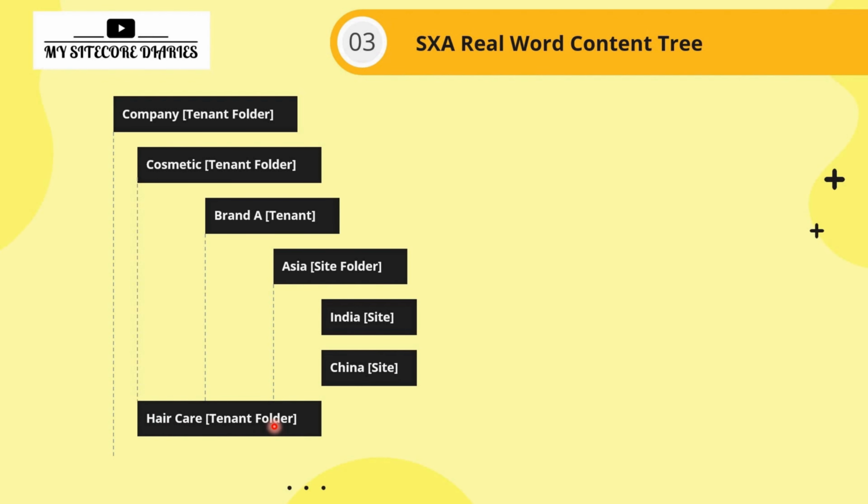Similarly, you can have a hair care structure where you have brand A and brand B, which are the tenants. In those brands you can have region wise folders, and within the region wise folder you can have country wise websites. So this is how your SXA content tree looks. If you have this kind of structure and you have small, content oriented websites, then you can prefer SXA. It is better organized and you can manage those things together. That's why SXA is very helpful in such a landscape.